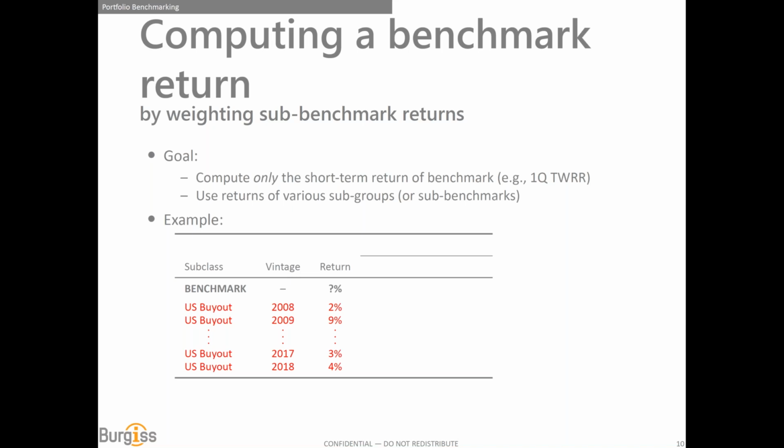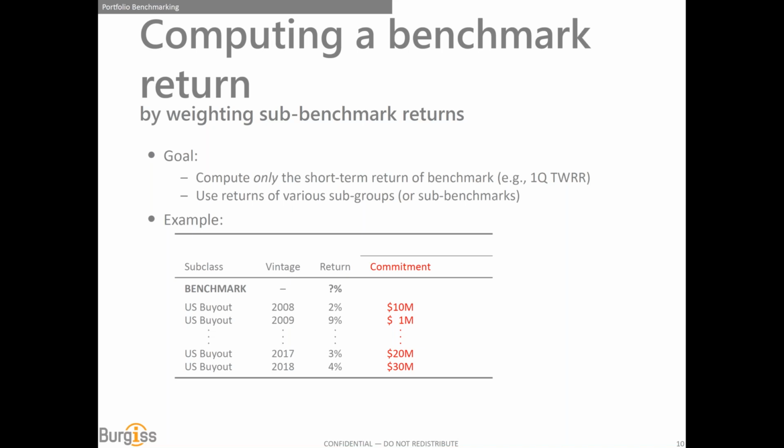In other words, the buyout return for 2008, which might be 2%, these are just illustrative numbers, all the way down to the return for buyout in 2018. Of course, you could take that list of returns and average it, but that would be nonsensical because the amount that you commit to different vintages might be different. For example, perhaps the amount you committed to 2009 was much less than the amount you committed to 2008. So needless to say, in order to construct the benchmark return, we need to weight those returns in some way.